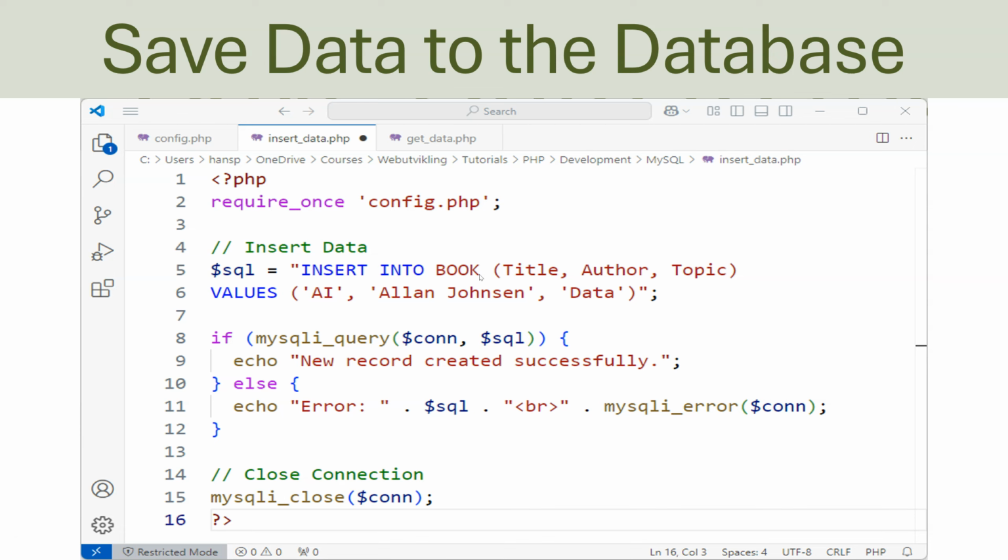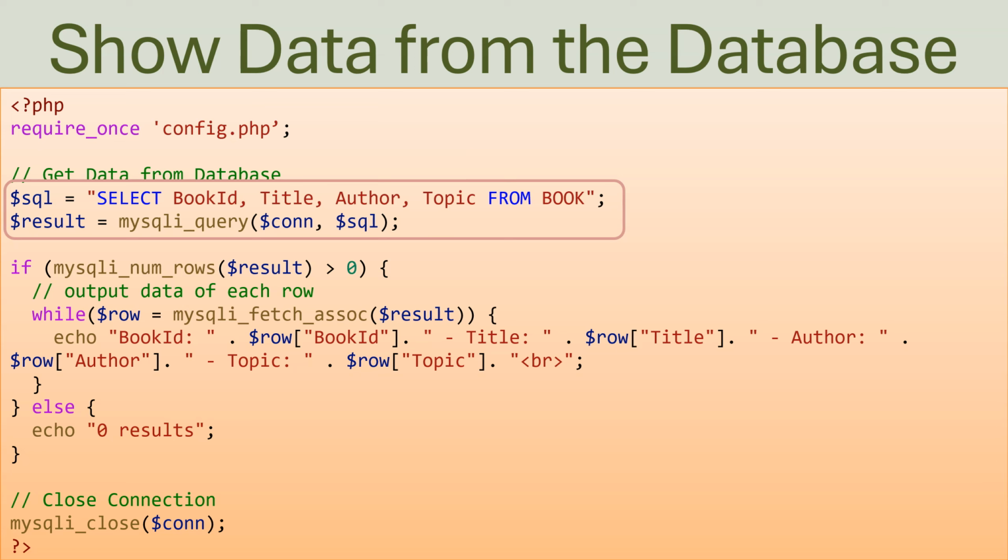Let's see how we can retrieve information from the same database. So then we are going to create a new PHP file where we are going to retrieve data. It's more or less similar to the previous one. You use this require once and the name of the config file in order to be able to connect to the database. Then we create a new query, and now we are going to use this select query, select book ID, title, author, and topic from book.